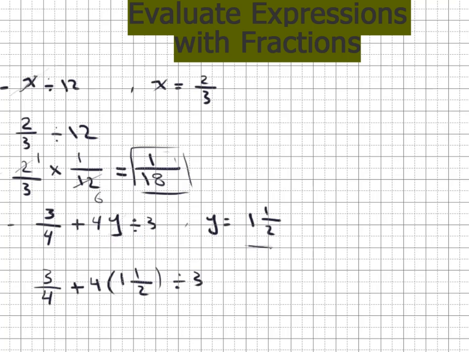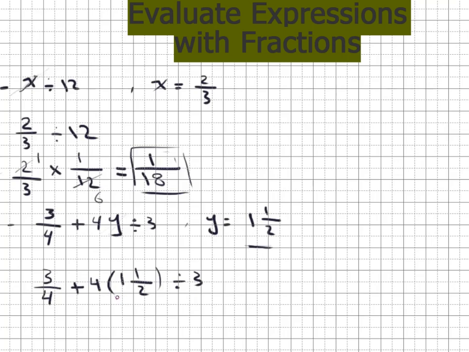Here, the same way, if we have 3 over 4 plus 4y divided by 3 and the value of y is 1.5, you can substitute y and put 1.5. Now we have addition, then multiplication, then division. We said here the order of operations is very important. Here 3 over 4 plus 4 multiply and then division. Yes, we will do the multiplication first.